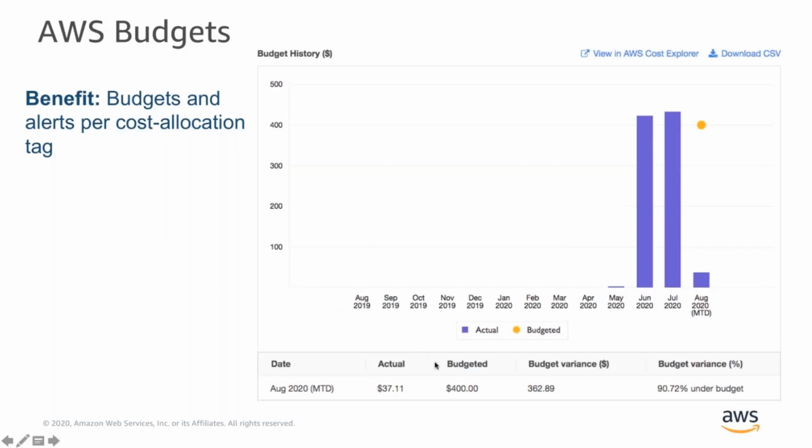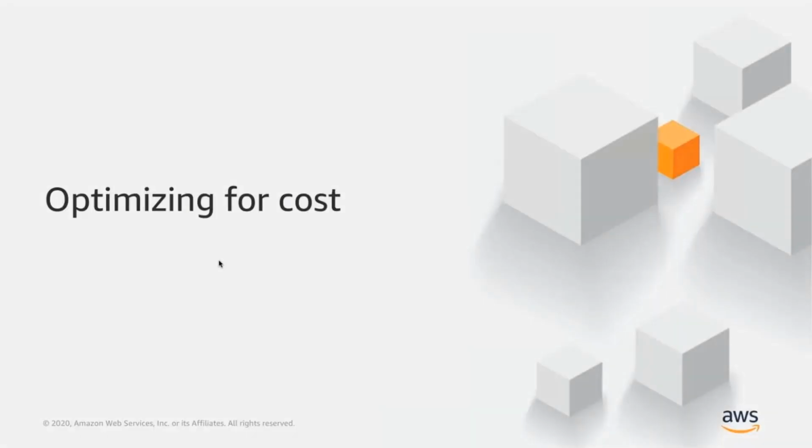So for this one, my budget's at $400. Right now I'm at actual, and I'm 90% under budget. And if I do go over budget, I'm going to get an email. So these are really great ways to monitor cost. Okay, so optimizing for cost.